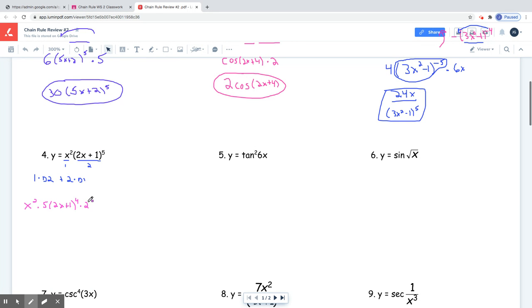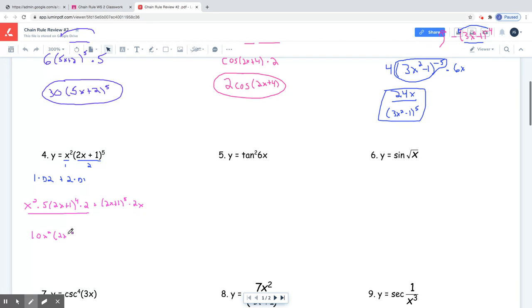And then you do plus the second, which is 2x plus 1 to the 5th, times the derivative of the first. The first is x squared. The derivative of that is 2x. If you get that, you know what you're doing. But just to simplify this first term, 2, 5, and x squared is 10x squared.